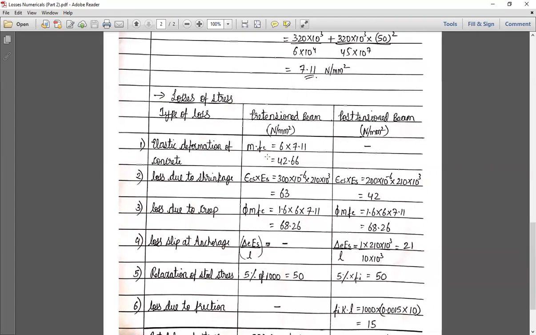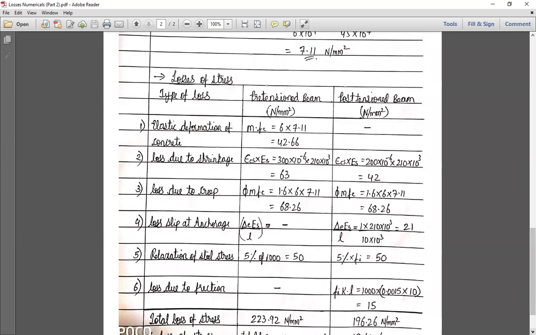Okay. So M into FC, M also we have calculated and FC also we have calculated. So we got the first value. Now loss due to shrinkage. Okay, shrinkage value for pre-tension it is 300 and post-tension it is 200. So the values are separately given to us in the question. So we calculated the values. Then loss due to creep. Again, this is given by phi into M into FC. Since the value of phi is given to us in the question, we have calculated the loss due to creep.